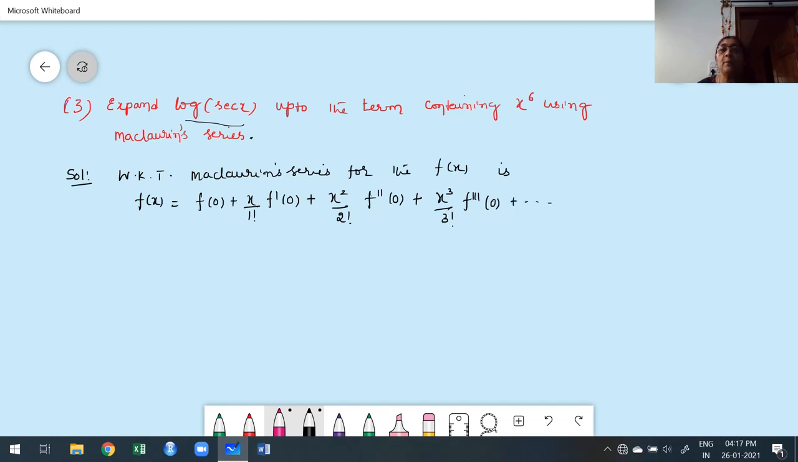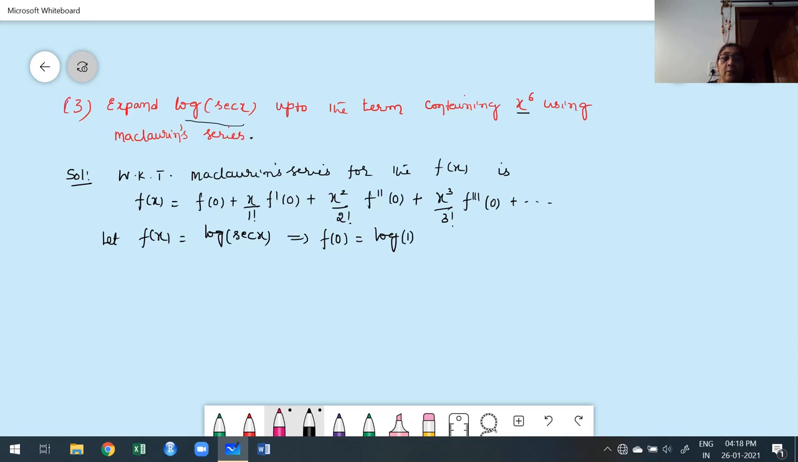They are asking to expand up to the term containing x to the power of 6. Therefore, first I have to find out up to which derivative, the 6th derivative. The given function is log of secant x. We can't simplify it, so first we find f of 0, which is log of secant 0. Secant 0 is 1.